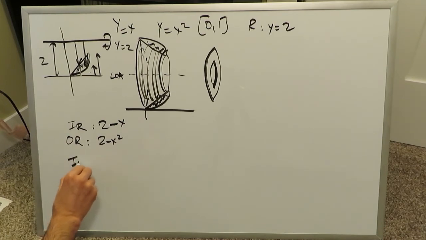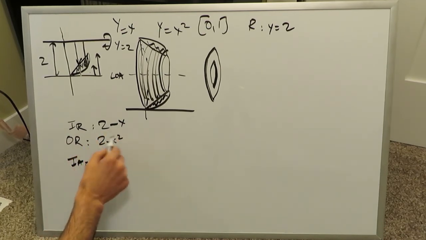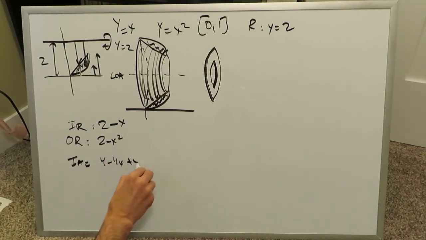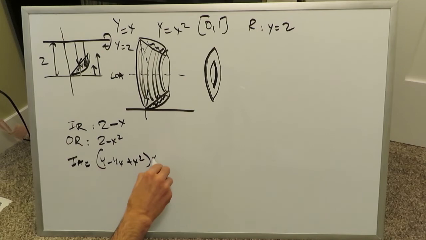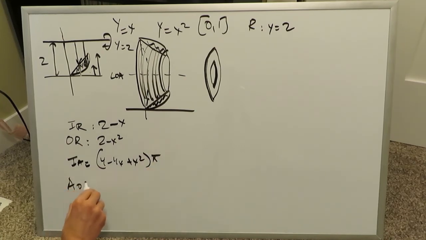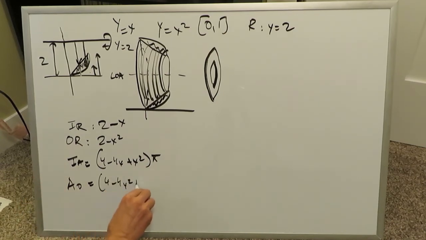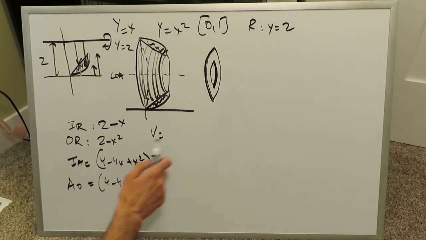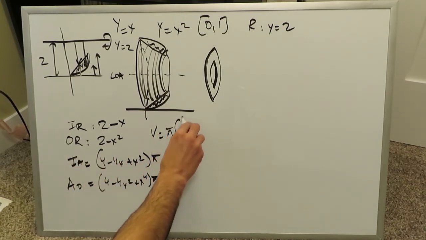And then you know inner area here is going to be a polynomial. You do the square of this and pi r squared always, right? You'll have 4 minus 4x plus x squared, and pi, right? Outer area, inner area, it doesn't matter how you present them, just make sure you don't confuse yourself with the terminology here. It'll be 4 minus 4x squared plus x to the 4, pi, and then volume is always equal to outer minus inner. Bring the pi, bring the 0, bring the 1.